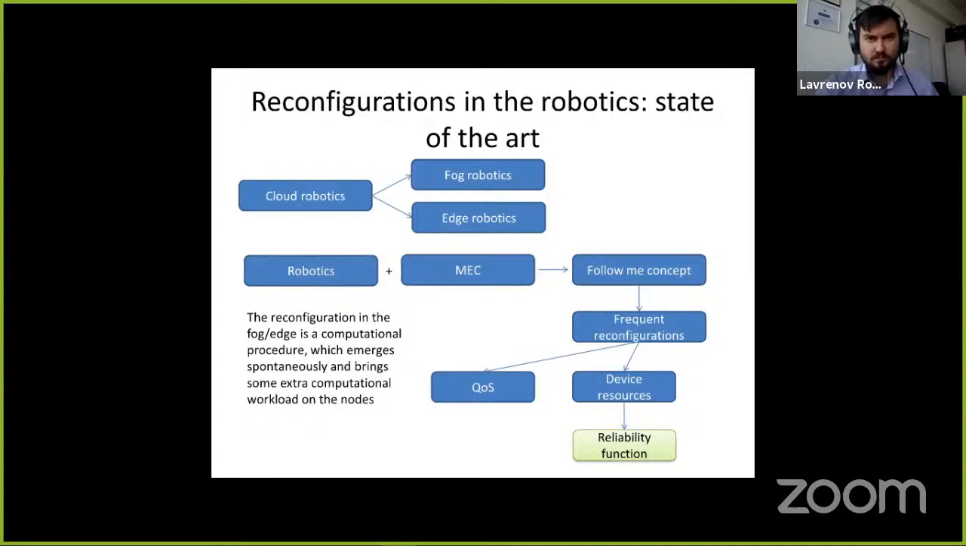The transformation from cloud robotics to fog and edge robotics has emerged from the intersection of fog computing and robotics. It enhances the capabilities of the endpoint robots, and improves system latency, network load, and security. Besides, the intersection of robotics and multi-access edge computing relates to such a concept as the follow me one. The follow me concept considers terms such as follow me cloud, follow me edge cloud, move with me, and others.